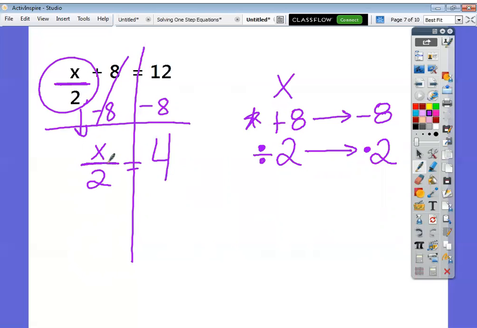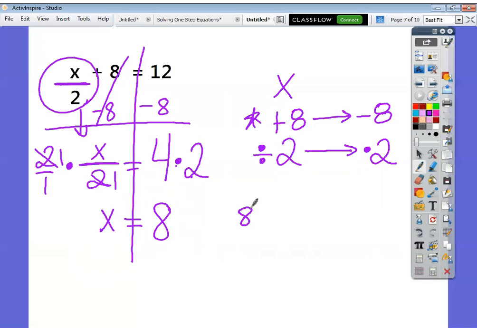Okay, now this is division, so the inverse is multiplication. I'm going to multiply both sides by 2. These cancel out, leaving me with x. 4 times 2 is 8. And I could plug it back in and show you that it works, because 8 divided by 2 plus 8, does that equal 12? 8 divided by 2 is 4. 4 plus 8, well, what do you know? It equals 12. So this is just checking to make sure it works.